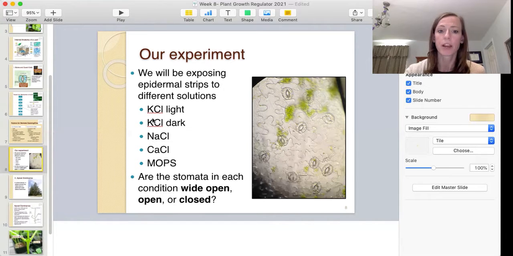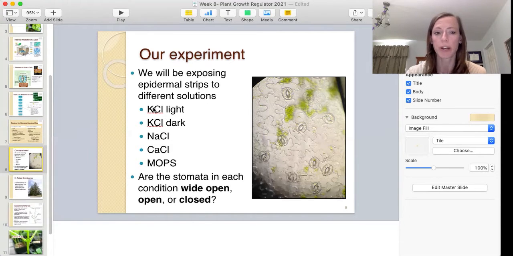Sodium, as I said, is a monovalent cation similar to potassium. So we'll see if that has as much of an effect, or a similar effect at all, to potassium. And then calcium, as we had mentioned in our last slide, should act to close the stomata.